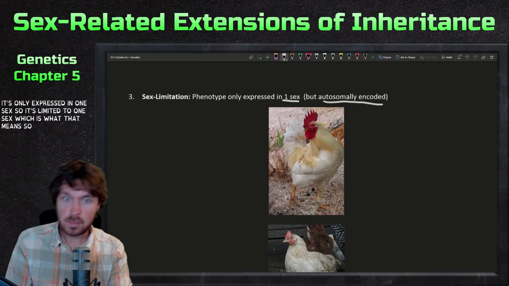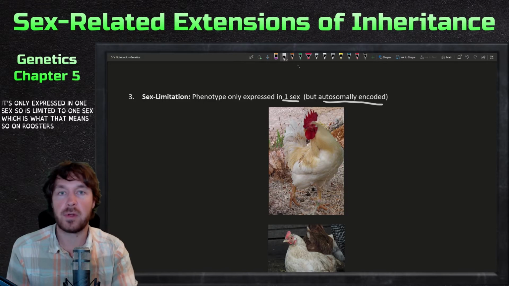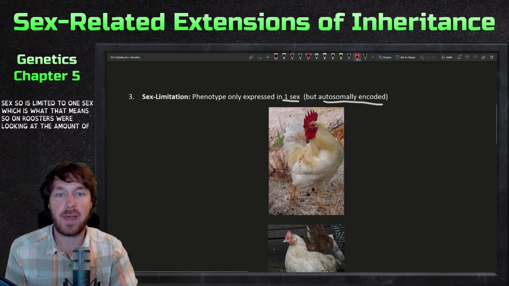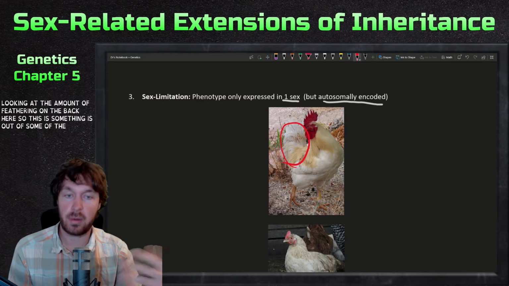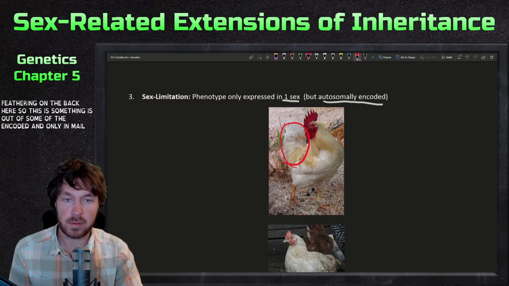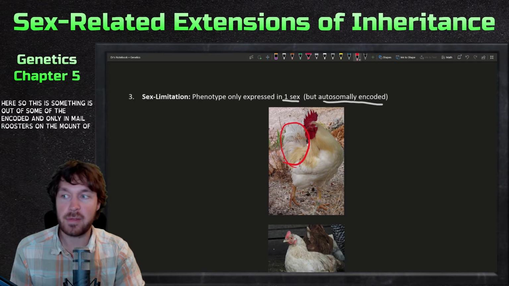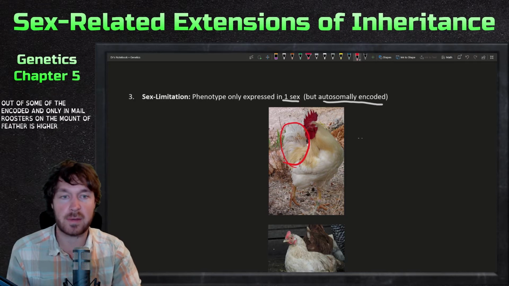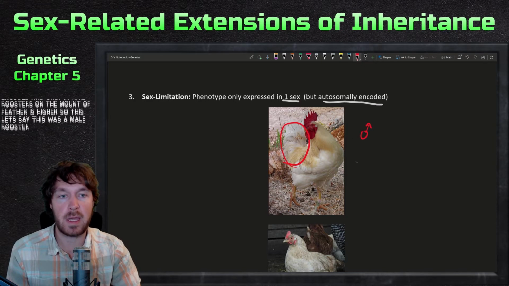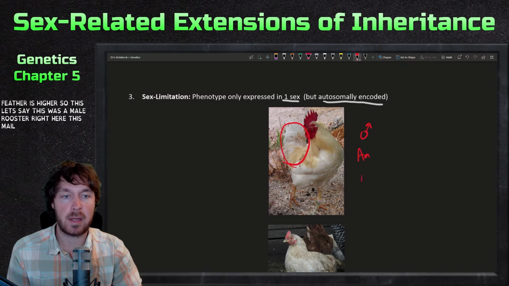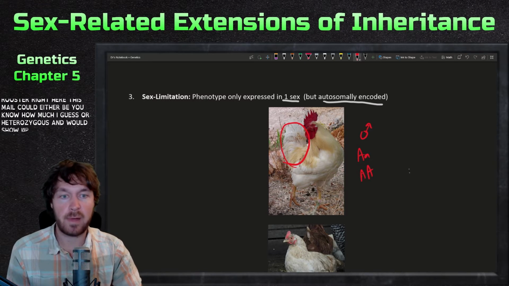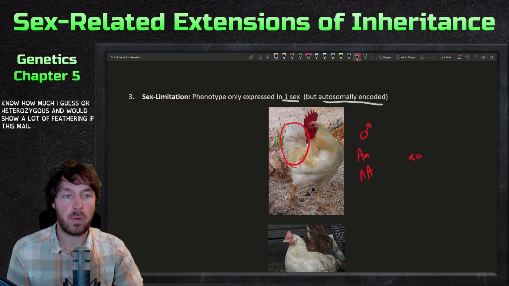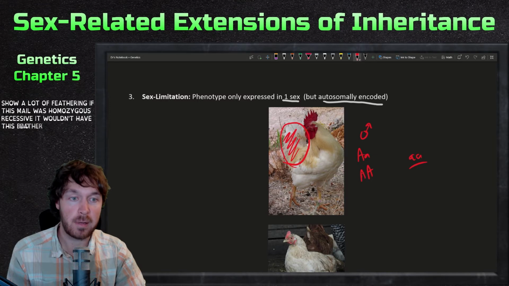So on roosters, we're looking at the amount of feathering on the back here. This is something that's autosomally encoded and only in male roosters, and the amount of feathering is higher. So let's say this was a male rooster right here. This male could either be homozygous or heterozygous and would show a lot of feathering. If this male was homozygous recessive, it wouldn't have this feathering back here.